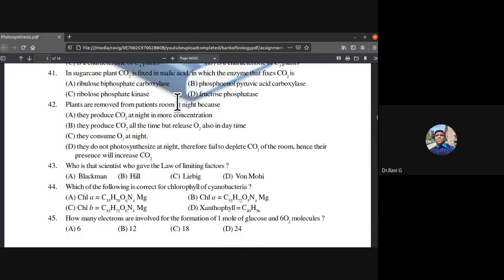Plants are removed from patient's room at night because they produce carbon dioxide at night in more concentration. They produce carbon dioxide all the time, but release of oxygen also is in daytime. They consume oxygen at night. They do not photosynthesize at night, therefore fail to deplete carbon dioxide of the room. Hence, their presence will increase carbon dioxide. So, which is the right answer for 42nd?